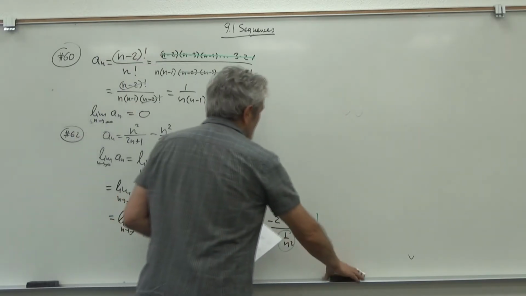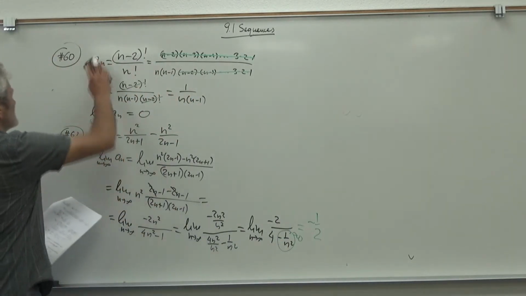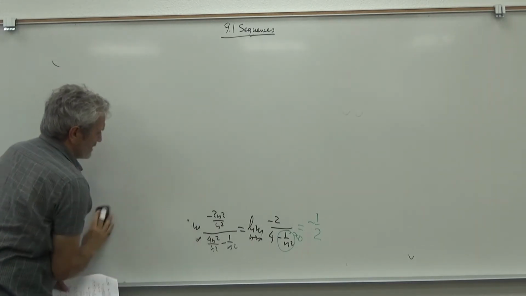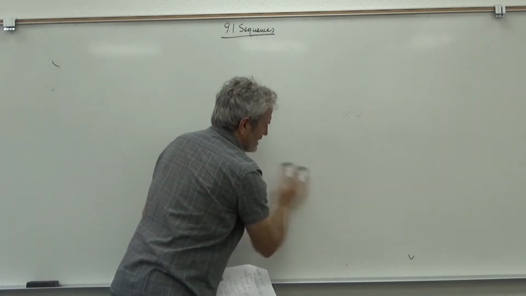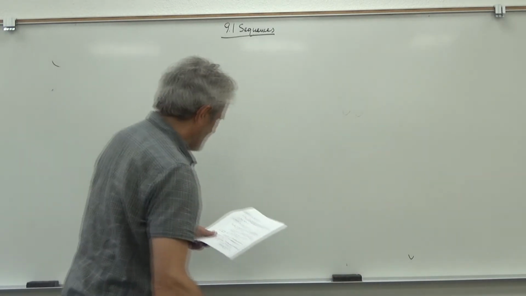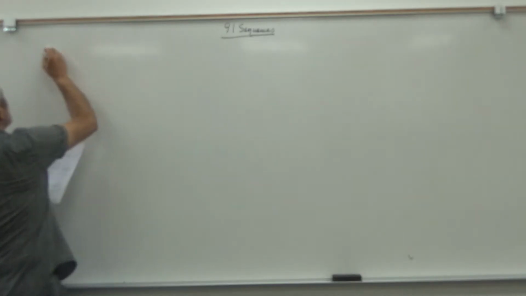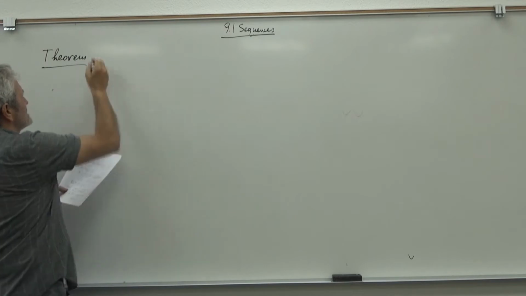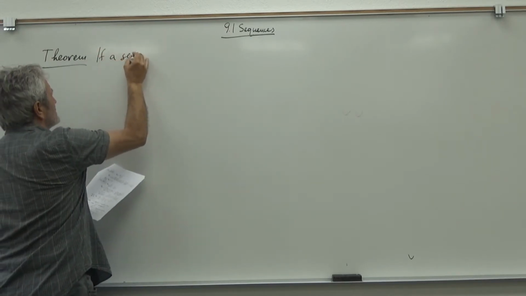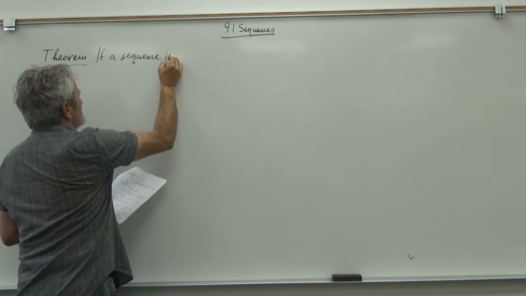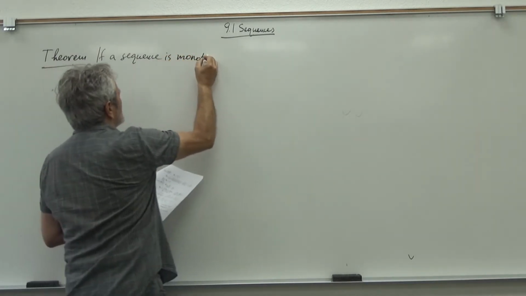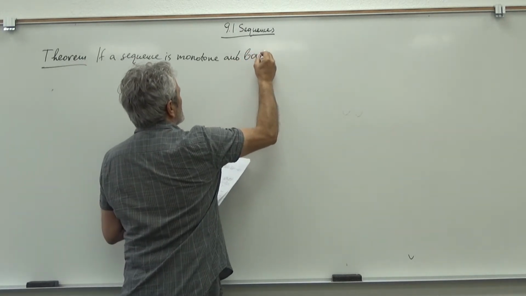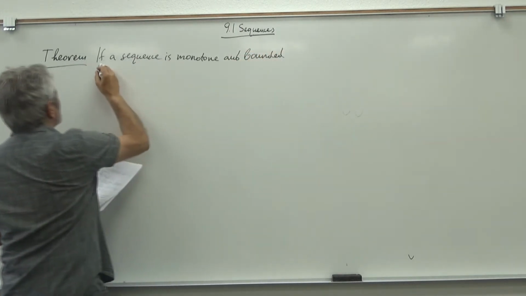Here is one very famous theorem about convergence of sequences. That's not calculating the limit, but it helps you to know if the limit exists. That's one well-known theorem. So the theorem says, if a sequence is monotone and bounded, then it is convergent.